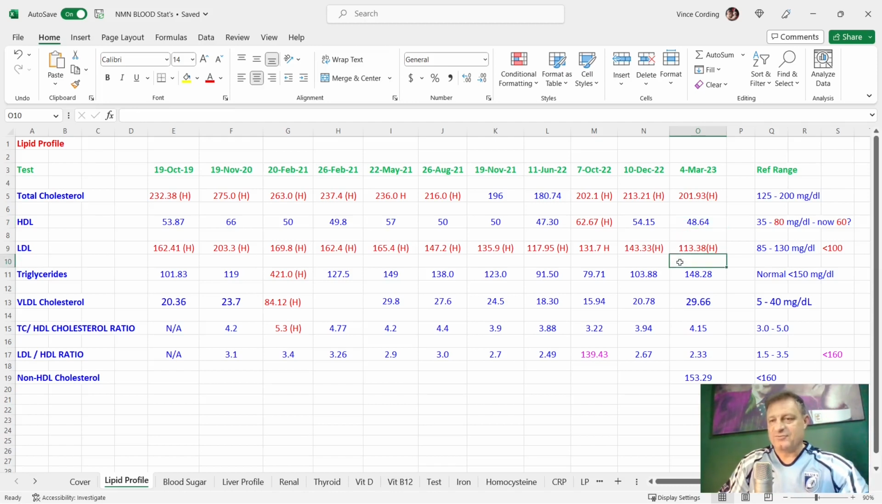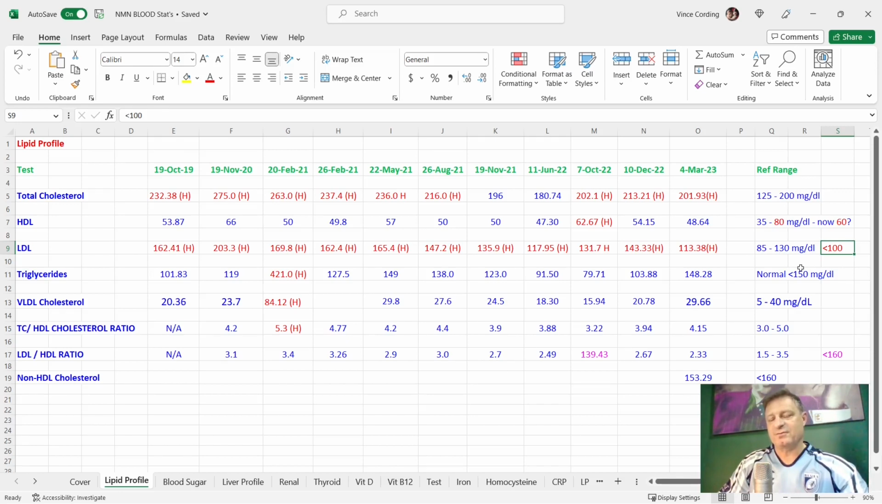LDL cholesterol, 113.38. They've marked that as high because now they've changed the marker, which beggars belief. I don't know why they've done that. It used to be between 85 and 130. 113 for me is under that now. And now they're saying it's less than 100, which is ridiculous because 40 is less than 100. For the past 2 or 3 years I've been doing this, it had to be between 85 and 130. Now, if I've got 40, I'm healthy.